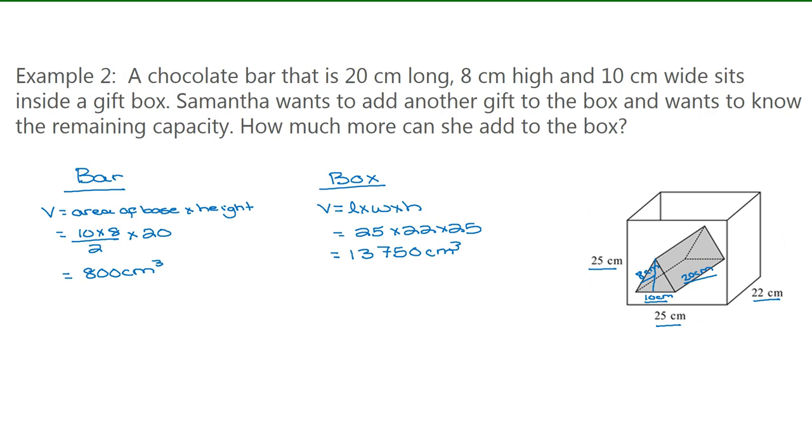Now since 800 cubic centimeters is already taken up with the bar, let's subtract it to see how much is left. So let's take 13,750 and subtract 800, which gives me 12,950. So we can say that she can add 12,950 cubic centimeters more to the box.